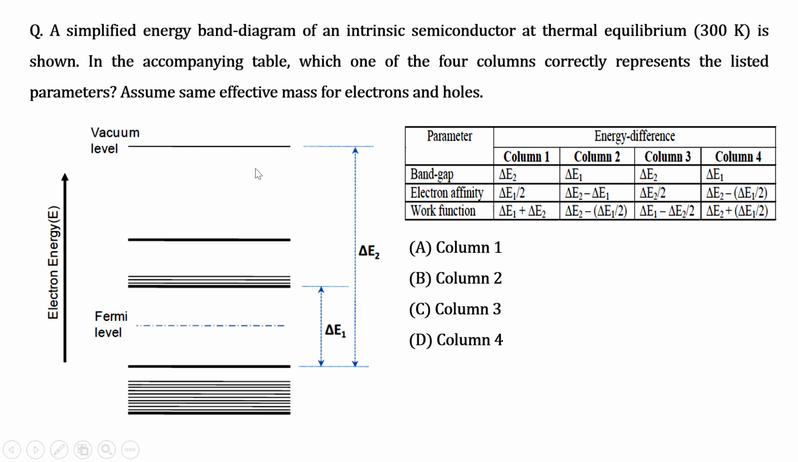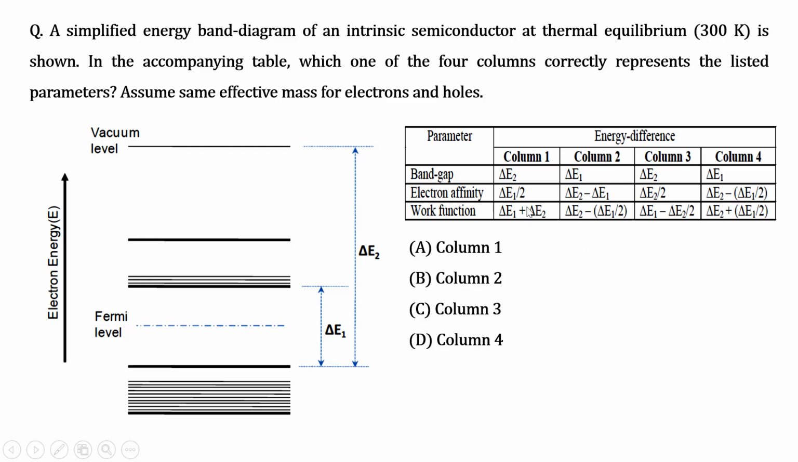Here we have been given the energy band diagram of an intrinsic semiconductor at thermal equilibrium. In the second week, you might have come across terms like electron affinity, band gap, work function, etc. The nomenclature for two energy levels is also given: here it is delta E1, here it is delta E2. Using the relations of delta E1 and delta E2, you have to find out which represents the band gap, which represents the electron affinity, and which represents the work function.